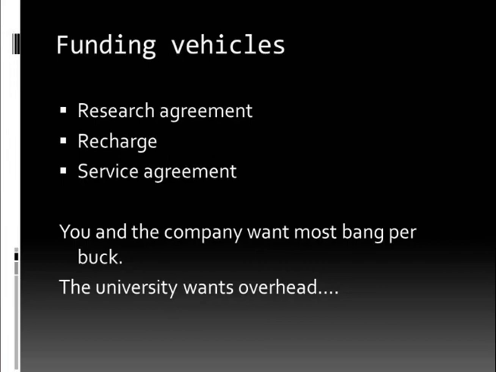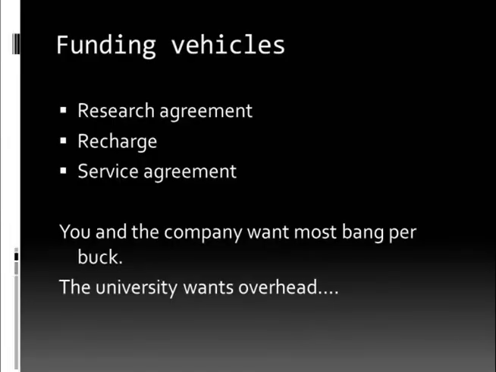There are multiple types of funding vehicles. There are research agreements, which are essentially a contract with the university, and they come with indirect cost rates, the same as an NIH grant, 55%. So if you have $100,000 of work that you want to do, it costs the company $155,000. There are recharge services, where with a company the indirect cost rate is a minimum of 45%. And then the last is a service agreement, which is a lab service agreement. We'll talk more about that later. There, the indirect cost rate is in the 10 to 15% range.